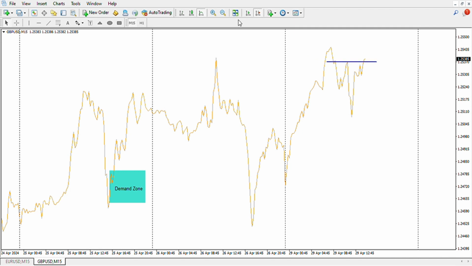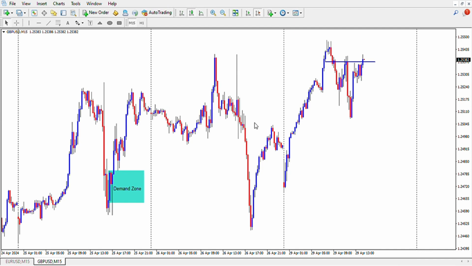It broke structure there. After it broke structure, here's my demand zone right there. Well, today guys, there's not that much news playing out today, so we're just going to cruise nicely.